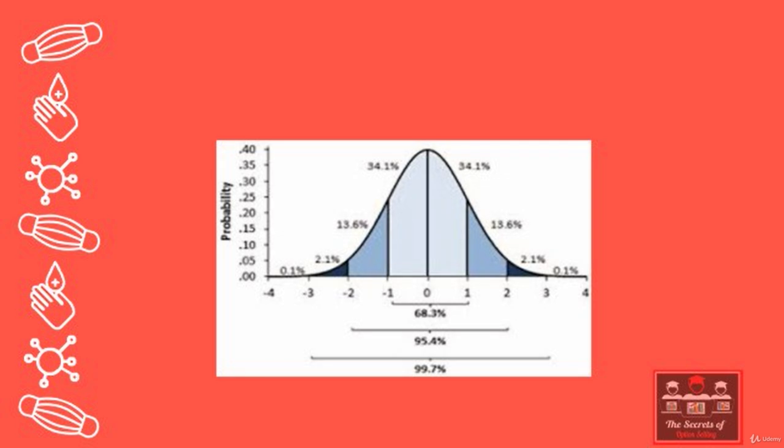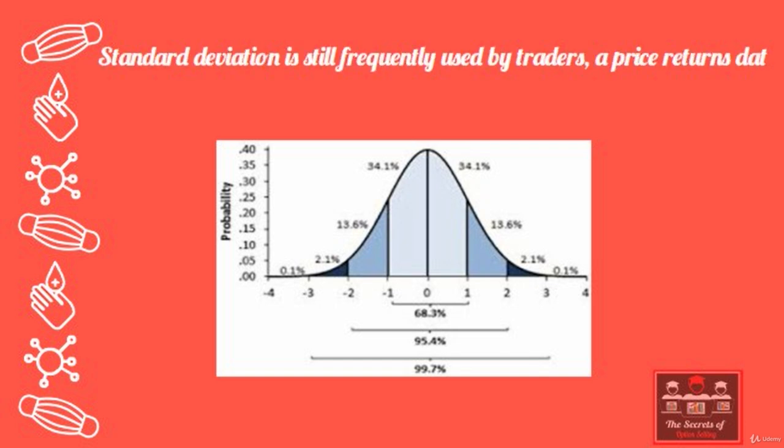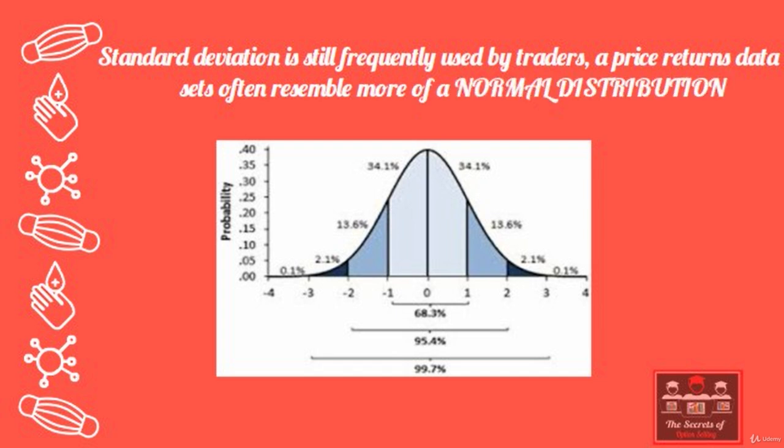If prices are randomly sampled from a normal distribution, then nearly 68% of all data values will fall inside one standard deviation. 95% of data values will lie within 2 standard deviations, and 99.7% of all values will lie within 3 standard deviations. Standard deviation is still commonly used by traders, as price return data sets often tend to be similar to more of a normal distribution.